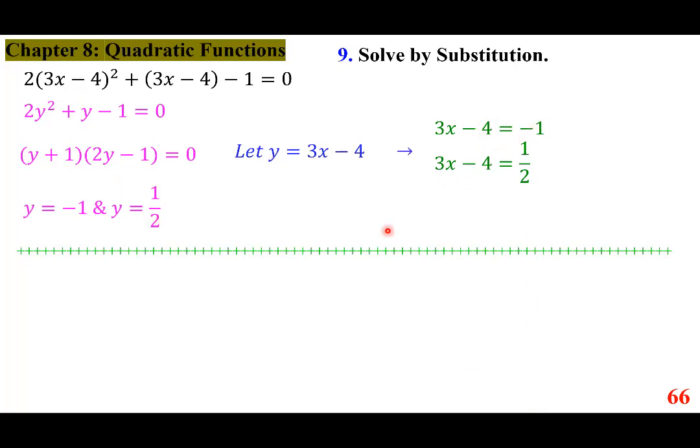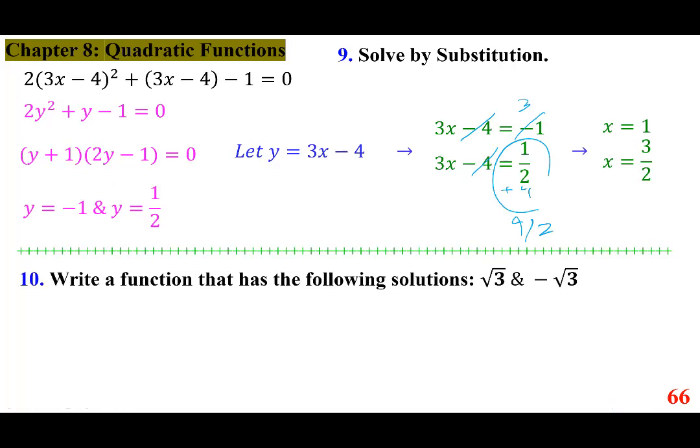-4 goes to the other side. If you cross this out, that means what? 3, right? You're adding +4, so x becomes 1. And if you subtract, you're adding 4 here, you have 9/2, and you divide by 3, you get 3/2. So those are the answers. As always, you can check.